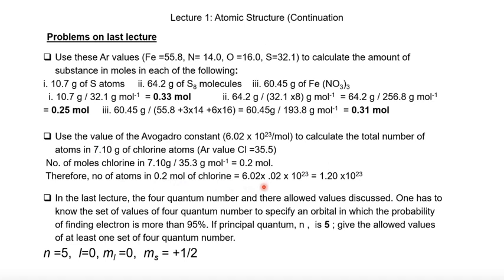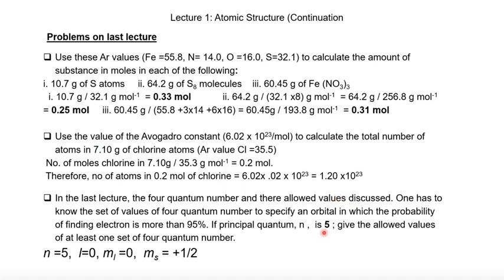Here we have some mistake. Sorry, it should be 0.2. Okay, so 6.02 times 0.2 times 10 to the power 23. The result coming up will be the number of atoms in 0.2 moles of chlorine.